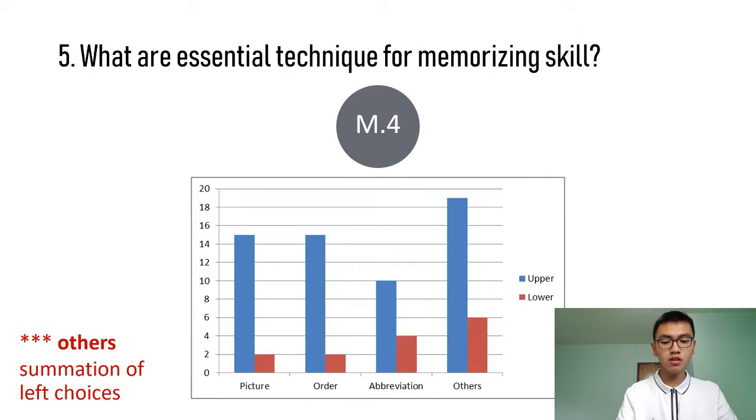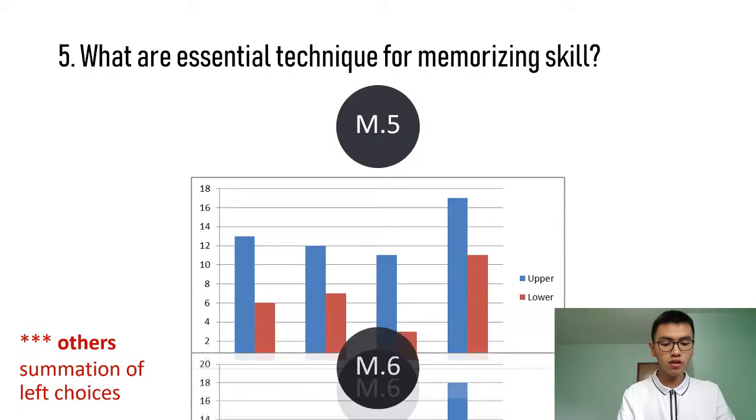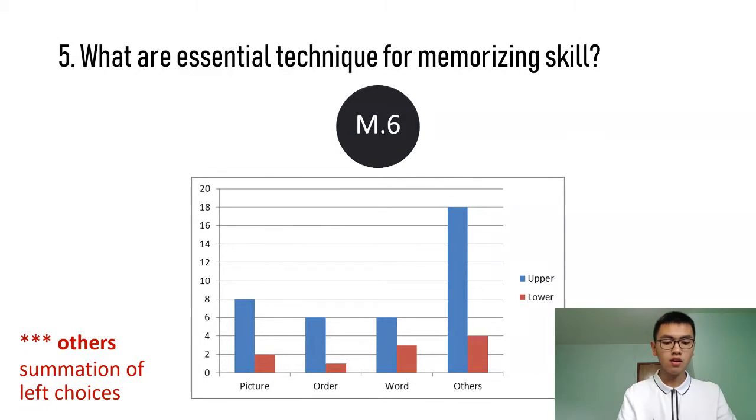The next question is, what are the essential techniques for memorizing skill? For the upper students, the top answer is memorizing using pictures, followed by memorizing using order and words. For lower students, however, they tend to memorize using words, followed by pictures, then using order.